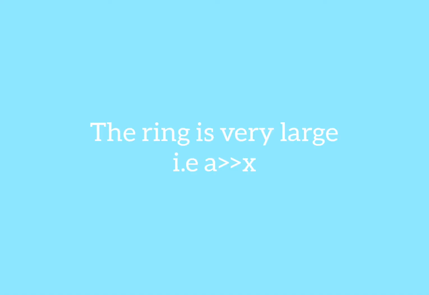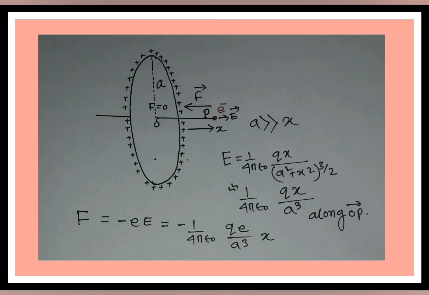Now, I discuss the situation when the ring is very large, that is, the radius a is much larger than the displacement x. Here the electric field E is approximated to 1 by 4 pi epsilon naught, Q x divided by a cube, and this is along OP, that is away from the center of the ring.